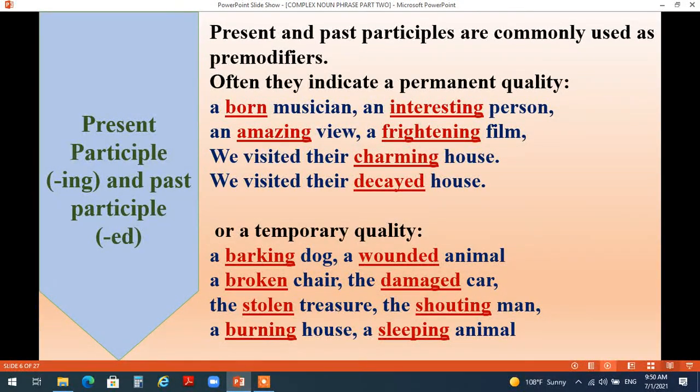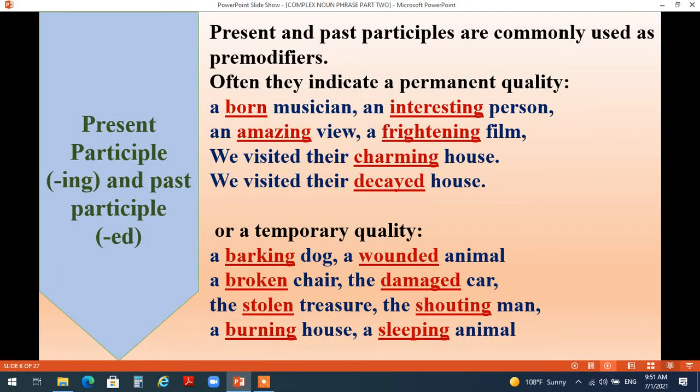عادة ما تستخدم present participle and the past participles للدلالة على وجود صفة، أما أن تكون هذه الصفة مؤقتة أو تشير إلى وجود صفة دائمية، either permanent quality or a temporary quality. طبعا شلون نعرف إذا كانت الصفة temporary or permanent؟ من معنى الجملة نفسها. For example, if we say a born musician, a born musician usually it refers to a permanent quality.